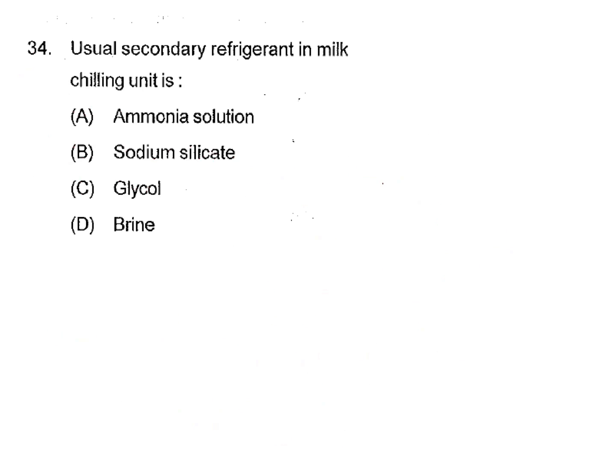Usually secondary refrigerant in milk chilling unit is A. ammonia solution, B. sodium silicate, C. glycol, D. brine. Brine is our answer. For refrigerant in milk chilling unit, secondary refrigerant, we are using brine. Ammonia toxicity is there, that's why we are not using.